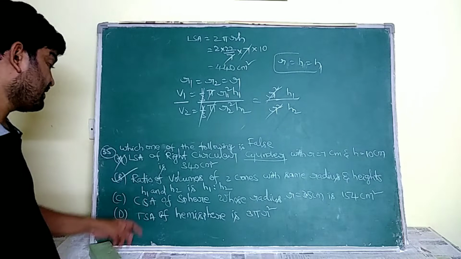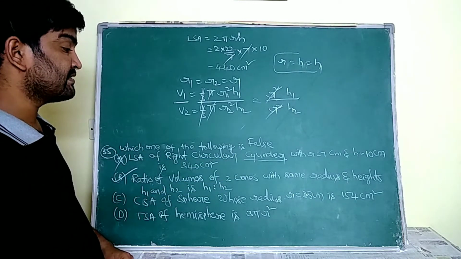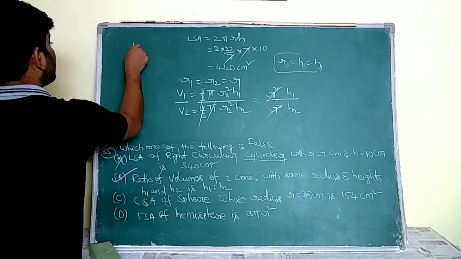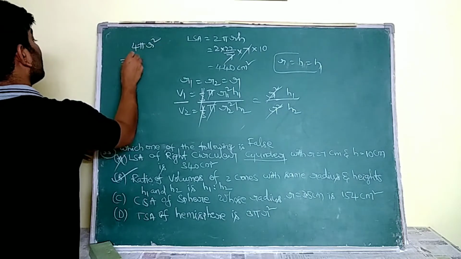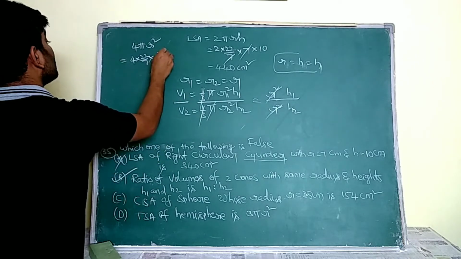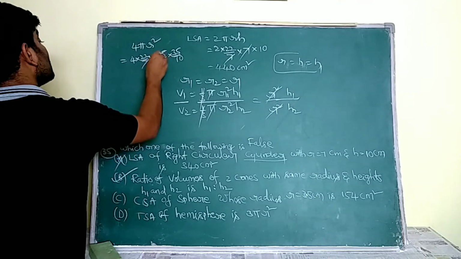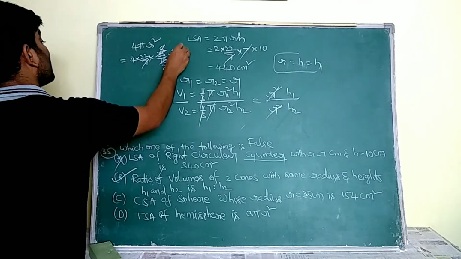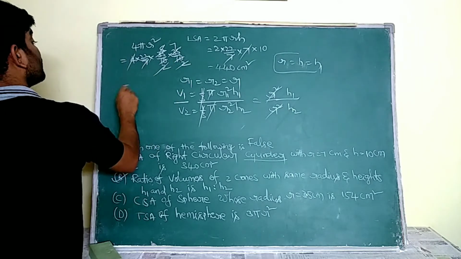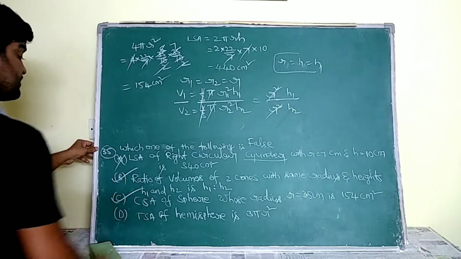So it is correct. CSA of the sphere whose radius is 3.5 centimeters is 154 centimeters square. See, CSA of a sphere means 4 pi r square. 4 into 22 by 7 into r, which is 3.5. So that is 35 by 10 into 35 by 10. See, 7 fives are 35, 5 twos are 10. This 2 and 2 and this 4 are going to be cancelled. It is 154 centimeters square. So this C is also correct.